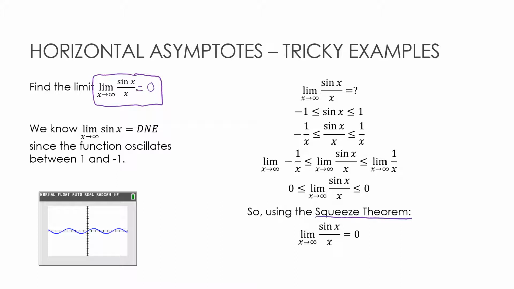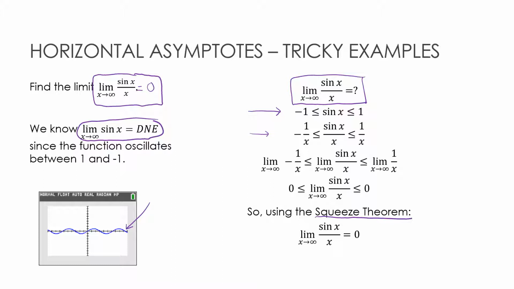So let's go through it step by step. I know if I were just looking at sine, I would not have a limit as I approached infinity, because this guy is the sine function and it just oscillates. It goes back and forth between -1 and 1. So notice what I've done here. This is what I'm trying to get to. So I'm starting with what I know. Sine oscillates between -1 and 1, inclusive. So what if I took everything divided by x? Well, then I would have -1 over x, sine of x over x, and then positive 1 over x.